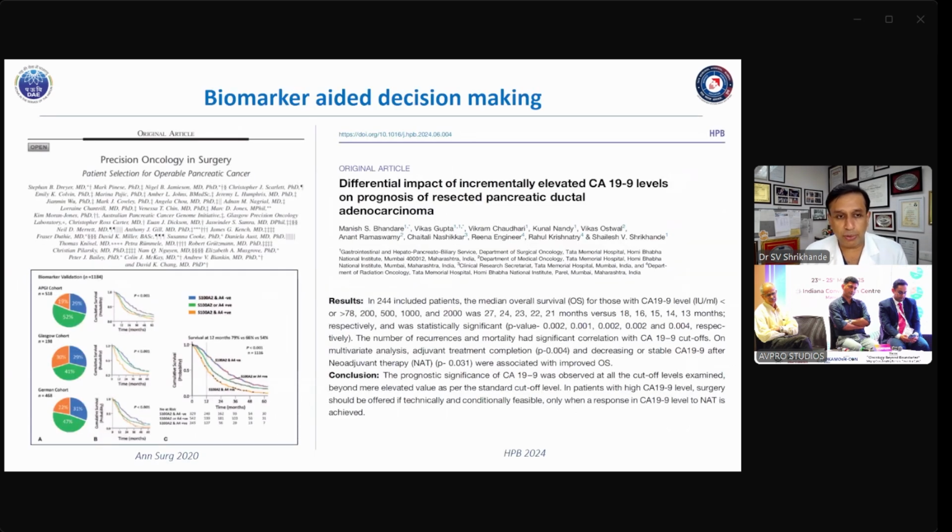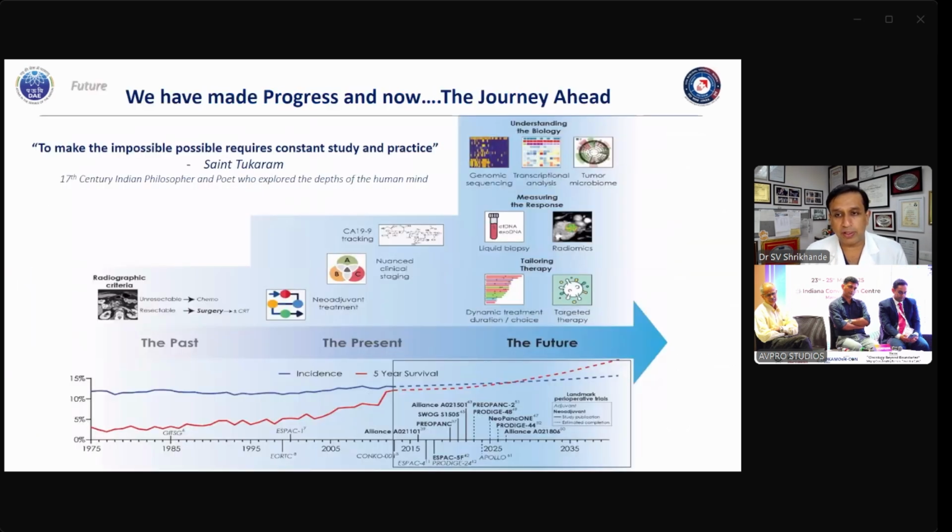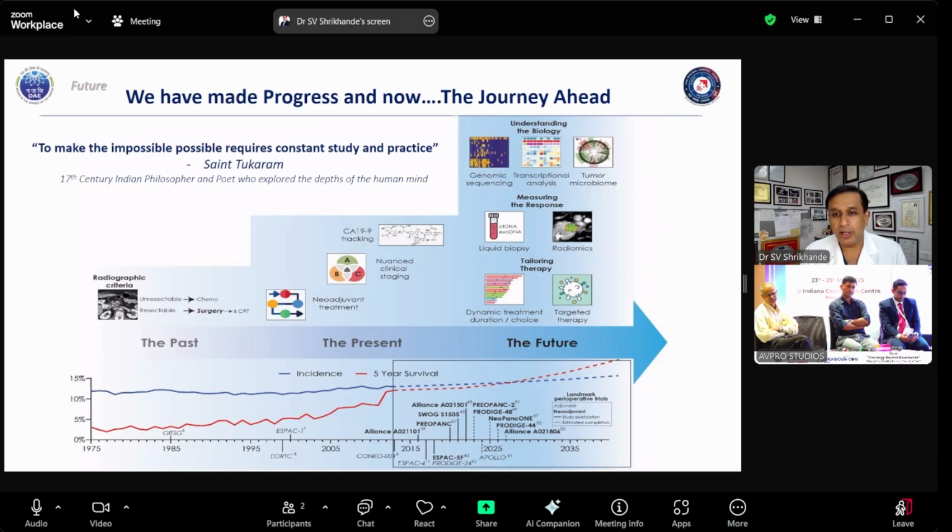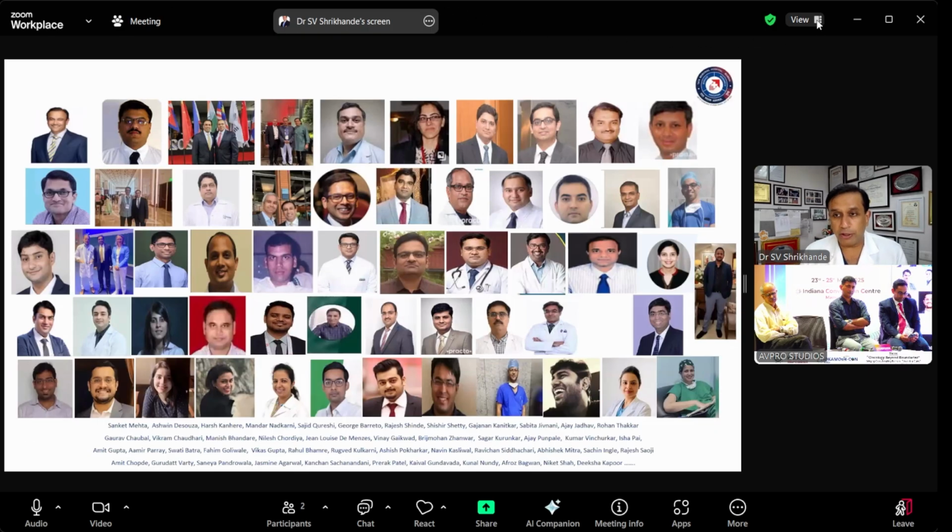Till then, yes, we do see a 19.9 in some aspects. So I continue to look at this optimistically as we go into the era of tailoring therapy, measuring the response, and understanding the biology of an individual patient of pancreas cancer. Thank you very much for your kind attention.